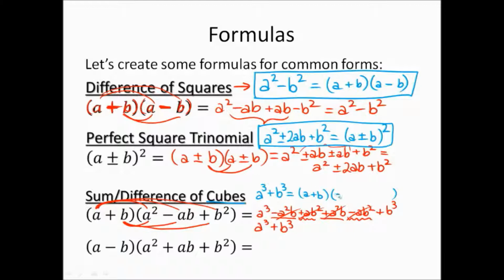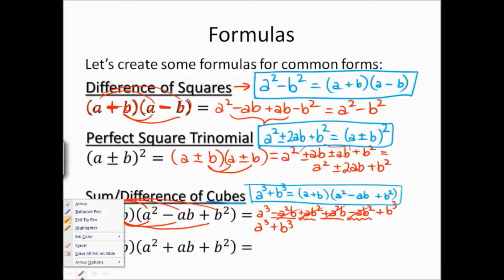A plus B times A squared minus AB plus B squared. So this is a formula that would be on your formula sheet. It is a pre-prepared multiplication of polynomials that leads you with this interesting result. Okay, let's go with the next one.